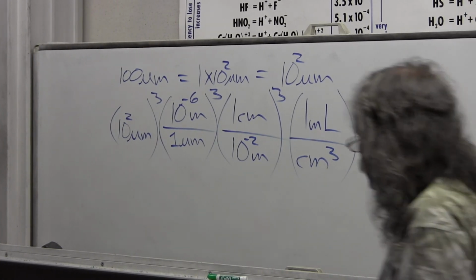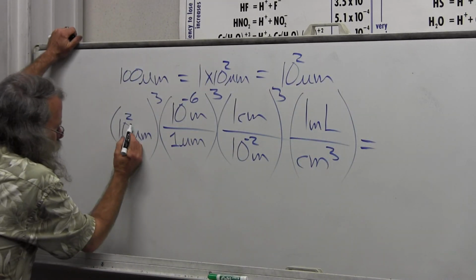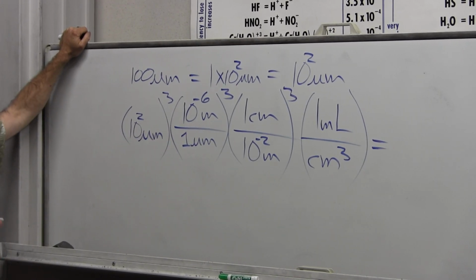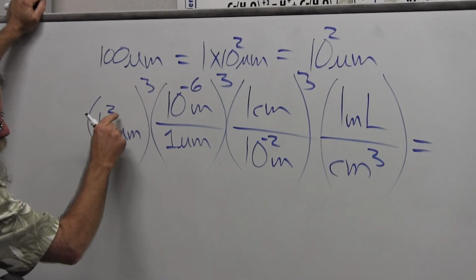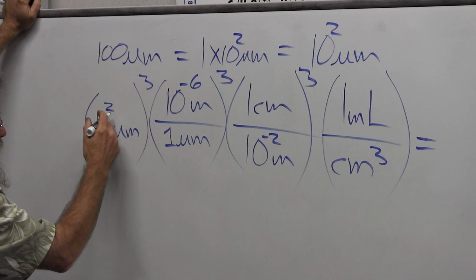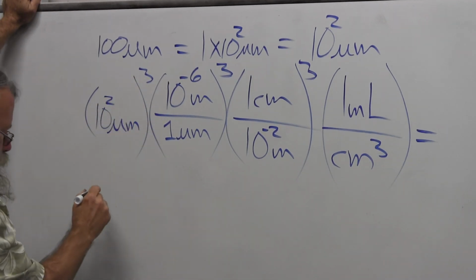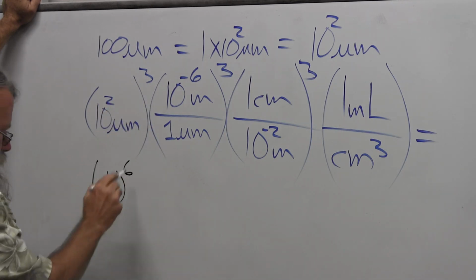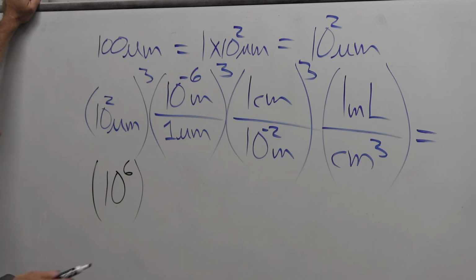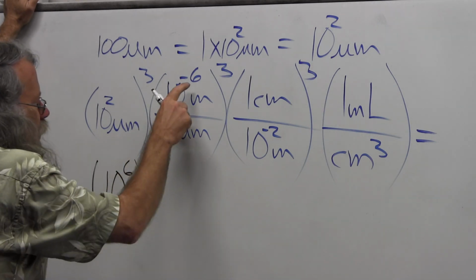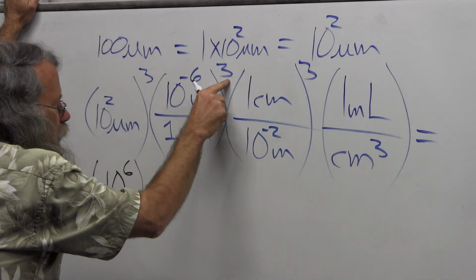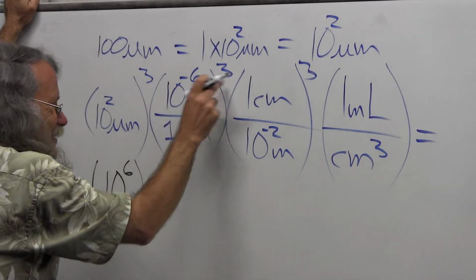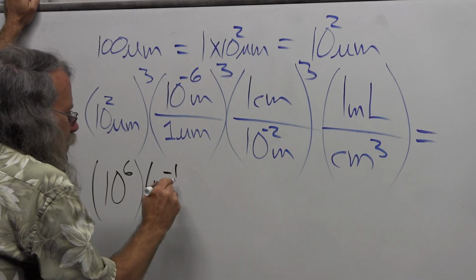Underneath here, what do I do when I take an exponential number and raise it to a power? The rules with exponents require that I multiply these. So this is 10 to the 2 cubed, which is 10 to the 2 times 3, which is 6. Okay? But we're just going to track the order of magnitude here. And now I've got 10 to the minus 6 cubed. So again, I multiply this through. This is 10 to the minus 6 cubed, which is 10 to the minus 18.